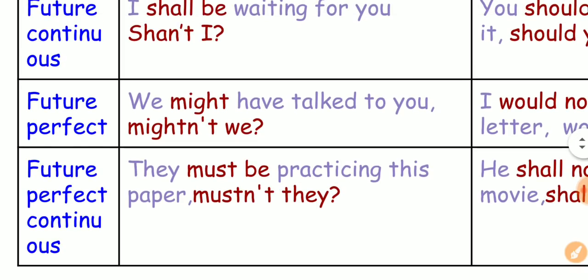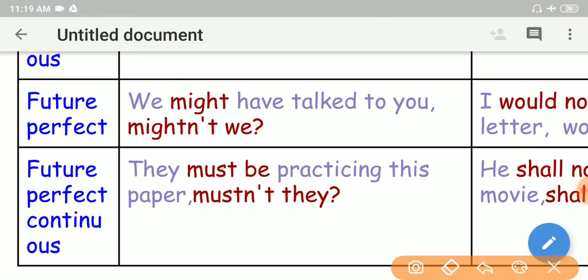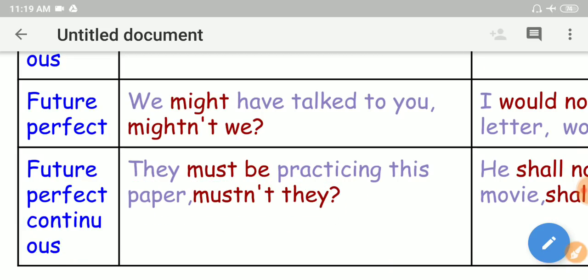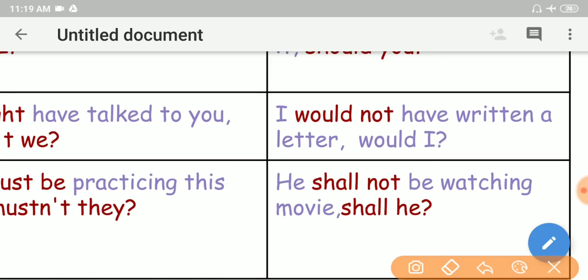So like that, they must be practicing this paper. Future perfect continuous tense: they must be practicing this paper, mustn't they? At the same time, we shall not be watching movies, shall we? Shall we is the tag.